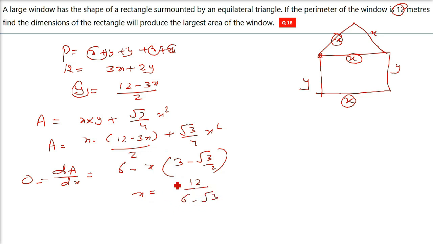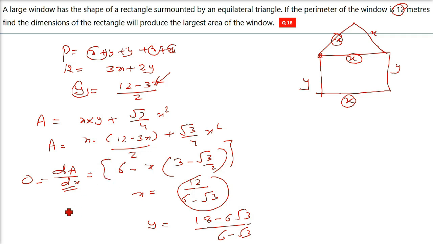This is one of the dimensions of the structure we are talking about. How about y? y is simply (12 minus 3x) by 2. Replace this x here in this y expression, you are going to get (18 minus 6 root 3) by (6 minus root 3). Two dimensions x and y we already got. Next will be d2A by dx2. Double differentiation we will do.